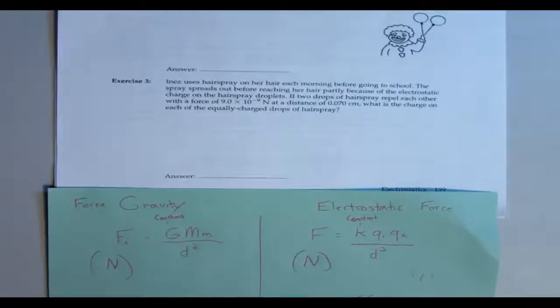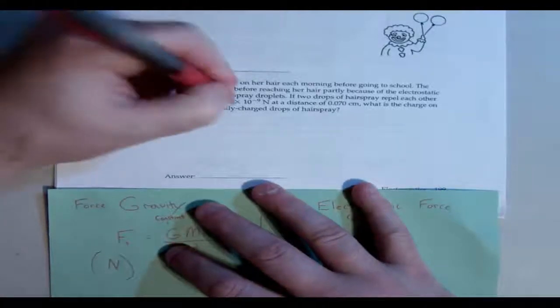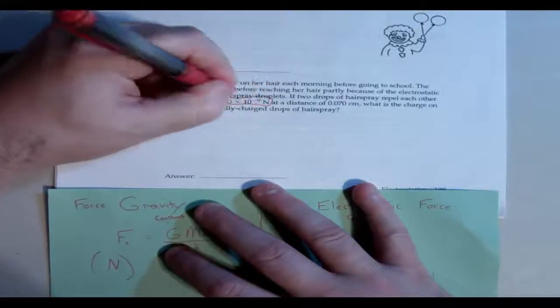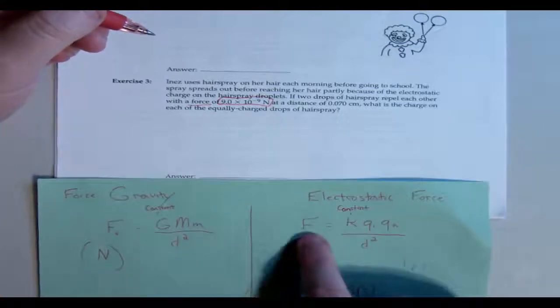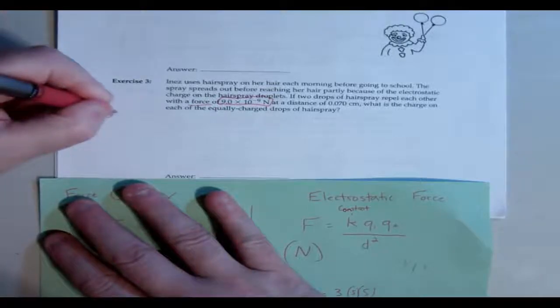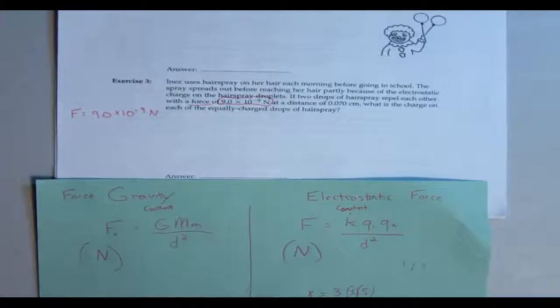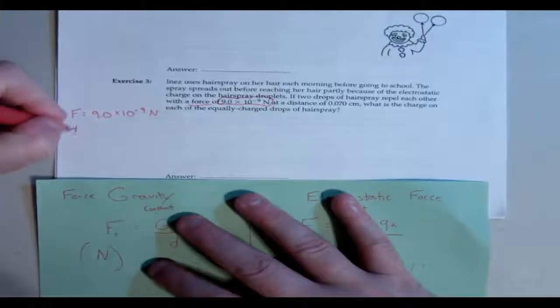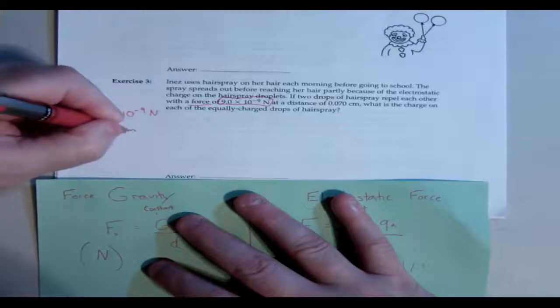Okay, so here we go. Alright, so let's start by writing what we know. We know that it's in newtons. That's our force, which means that's the F of our formula, right? So our electrostatic force equals 9.0 times 10 to the negative 9 newtons. Next, we know that we have distance. Distance equals 0.07 centimeters.